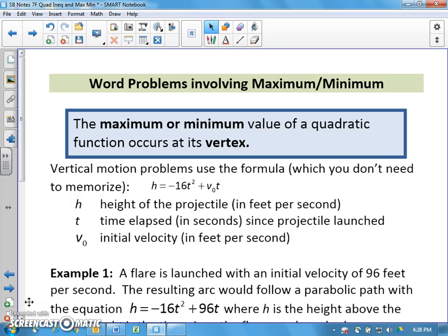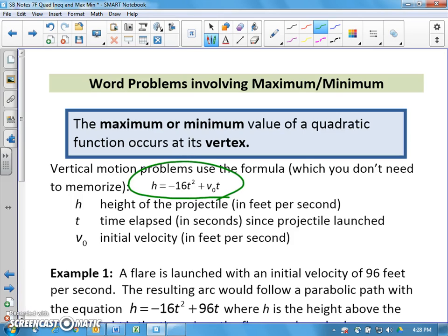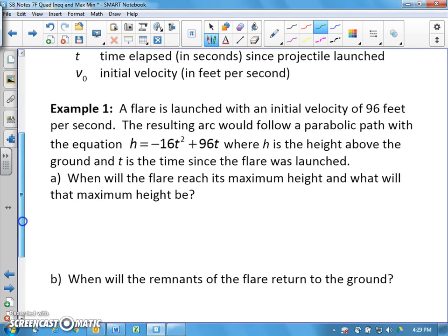Vertical motion problems are one of the most typical quadratic problems. These are things like you threw a ball up in the air and it came back down, or a flare, or a rocket, or something like that. So what we're looking at here is a typical formula that we can use, where h stands for the height of the projectile, and that's going to be measured in feet per second. T is time, and that will always be in seconds in this case. And velocity in feet per second. So let's look at our first word problem.